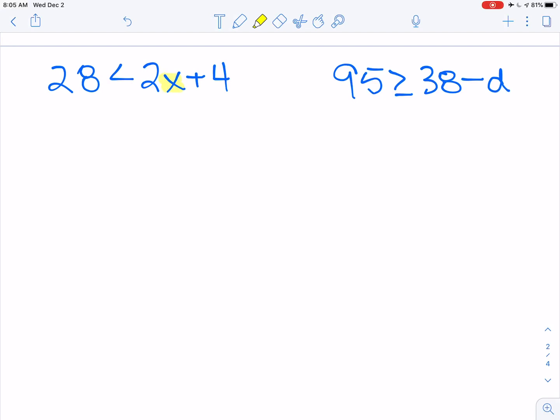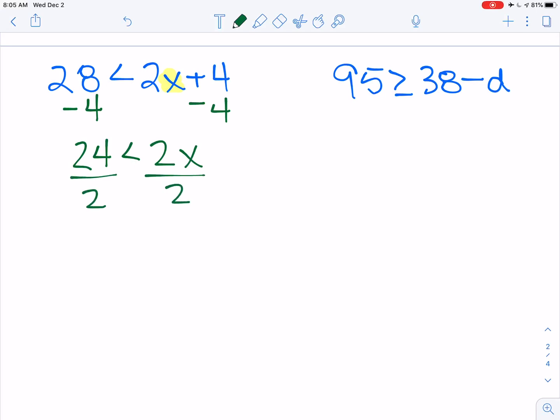So my goal is to isolate my variable. I'm going to start by getting rid of any addition or subtraction. So I have this plus 4. I'm going to do minus 4 to both sides. So 28 minus 4 is 24. That's going to be less than 2x. I'm going to divide both sides by 2 to get rid of the 2 that's being multiplied to x. And then I have 12 is less than x.